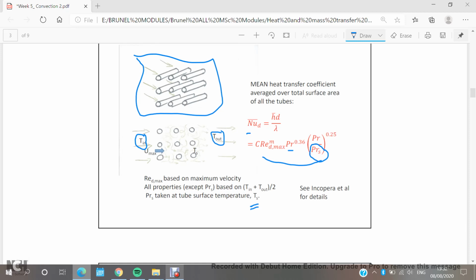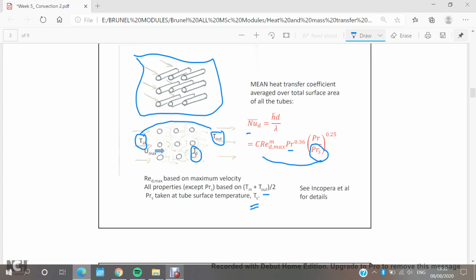So the mean temperature will be T in plus T out divided by 2, the average temperature of the fluid. But here I have the surface temperature, which is the temperature of the external surface area of these tubes, assuming that all of the tubes have the same surface temperature. In case of a different surface temperature for each tube in this group, it will be another story. We will not discuss it in this video.